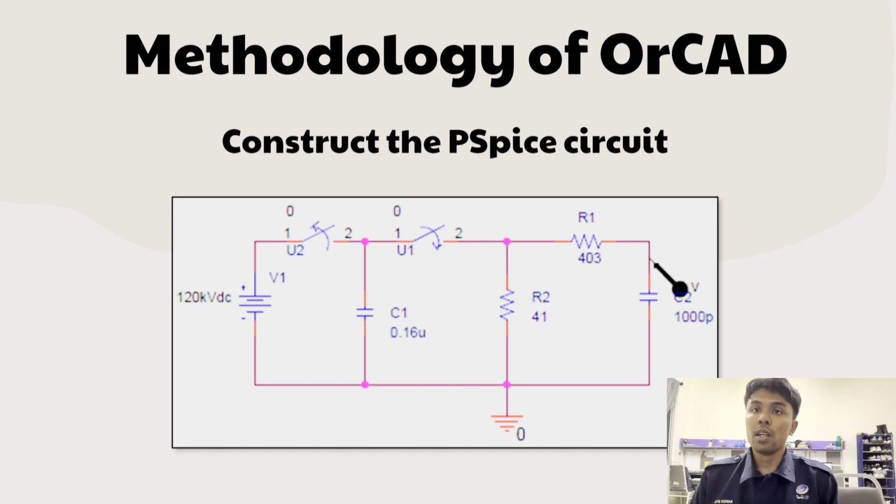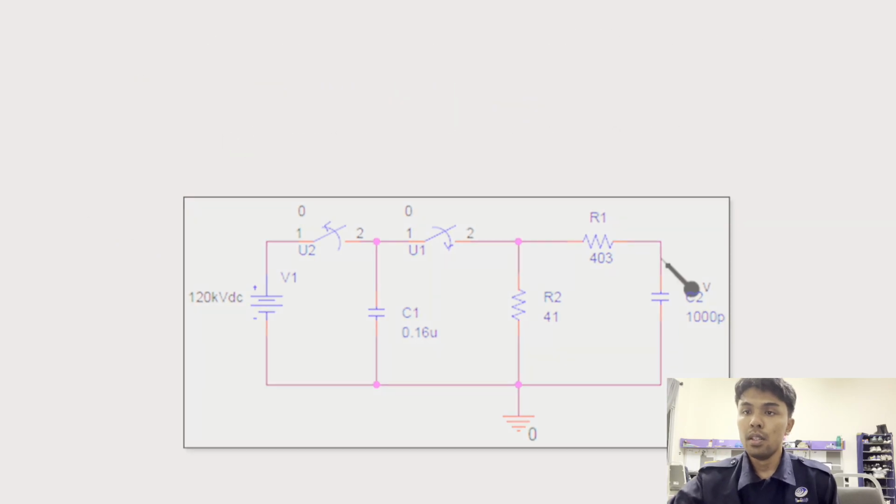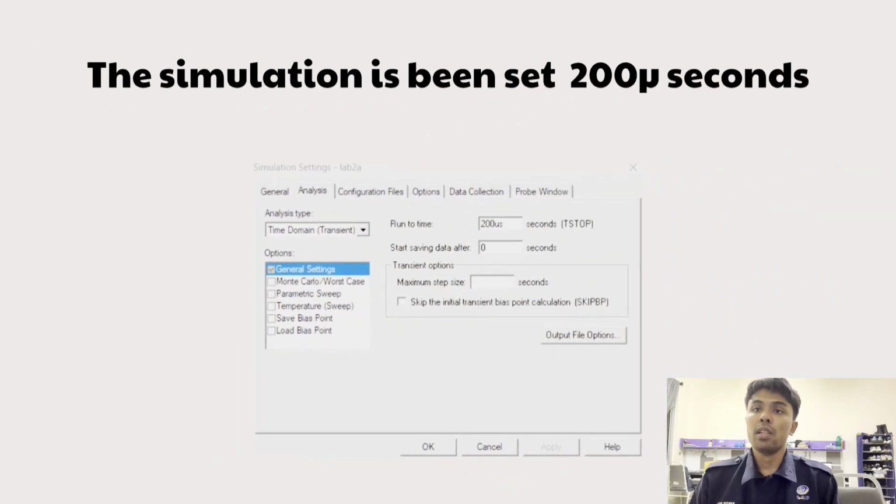For the capacitor we will search for C analog, and for the resistor we will search for R analog. After we are done with the circuit, we will put the voltage probe at the end of the circuit at C2 for the capacitor load. For the second step, we will set the run time to 200 microseconds. After we set the run time, we will click run.